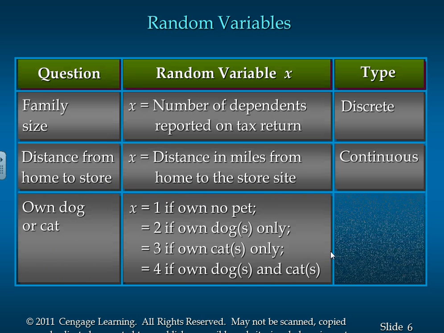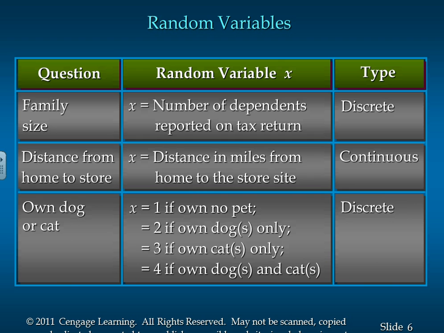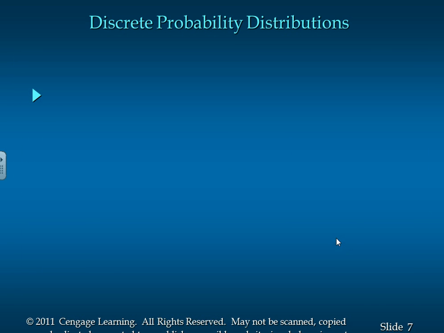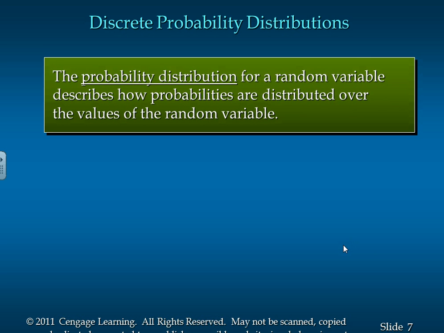Do you own a cat or a dog? It's a discrete type of random variable. I have no dogs. I have a dog. I have a cat. I have both a dog and a cat. Those are my only possibilities to the question. You could say, well, gee, I have 5 dogs, right, and 3 cats, and well, you could make it more difficult. Discrete probability distribution.